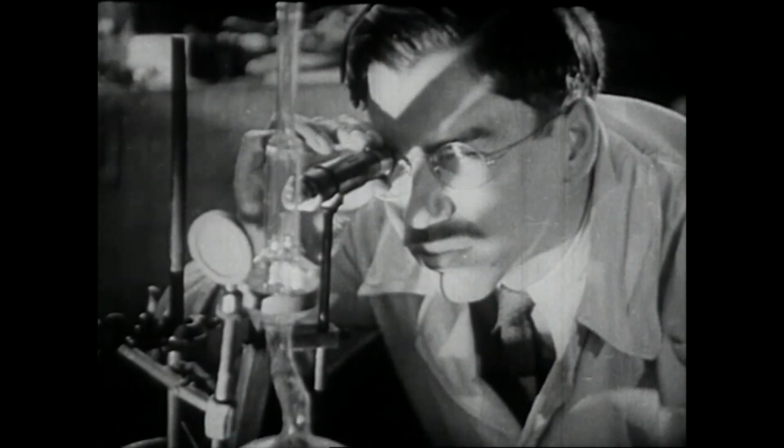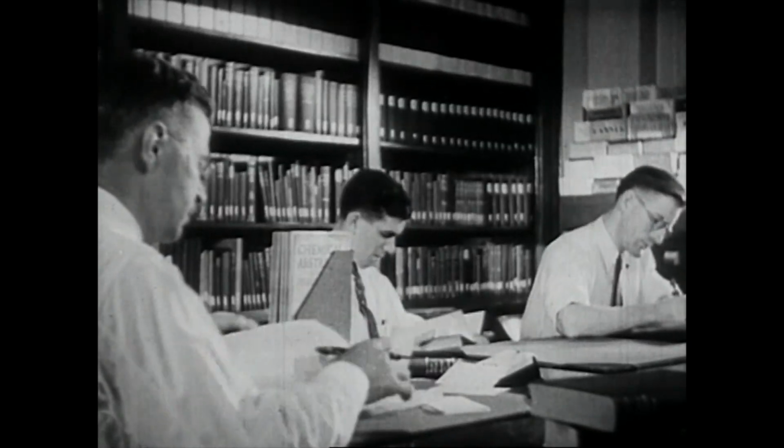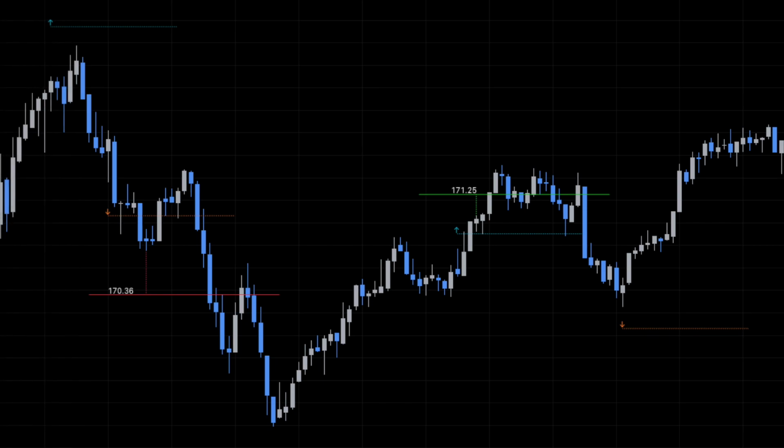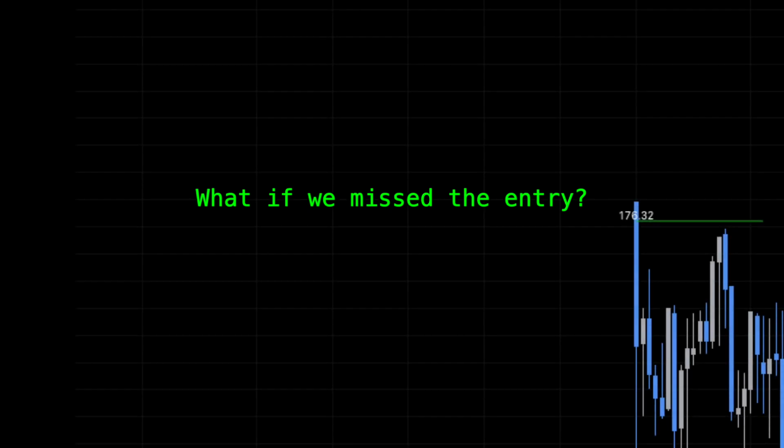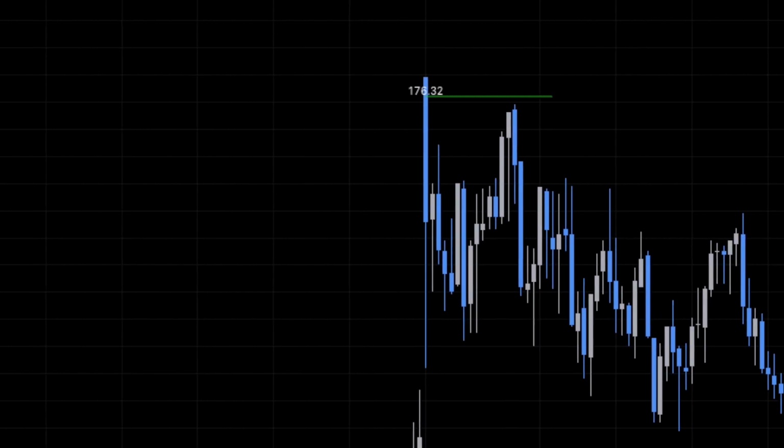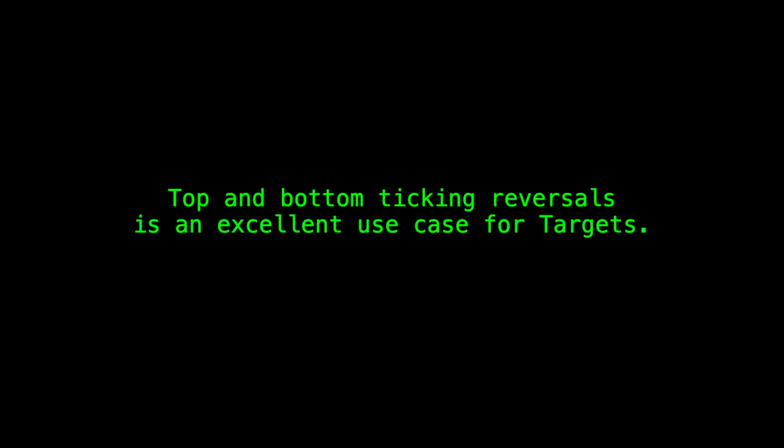Okay, let's look at a few ways to outsmart the algos using triggers and targets. We've already mentioned breaking through and waiting for a confirmation candle. But what if we miss the entry completely? Maybe price moved too quickly for a confirmation candle to appear. In that case, we might look to see if there are other targets waiting to be filled. If not, we might consider taking a trade in the opposite direction after hitting the target price. Top and bottom ticking reversals is an excellent use case for targets.